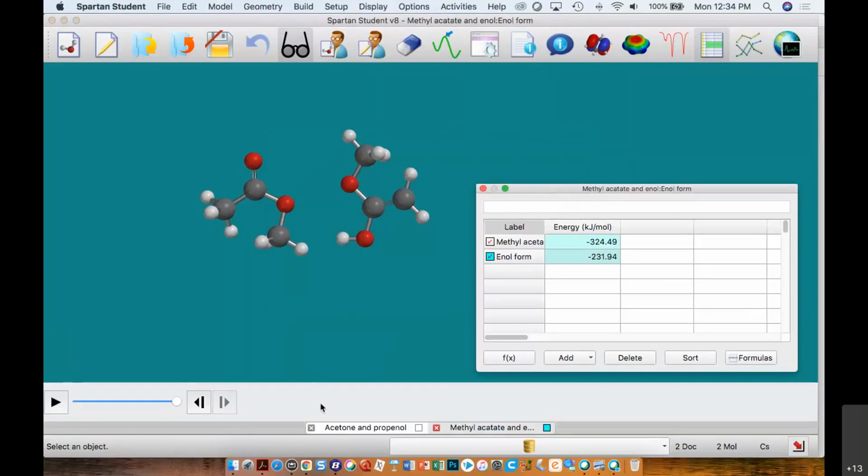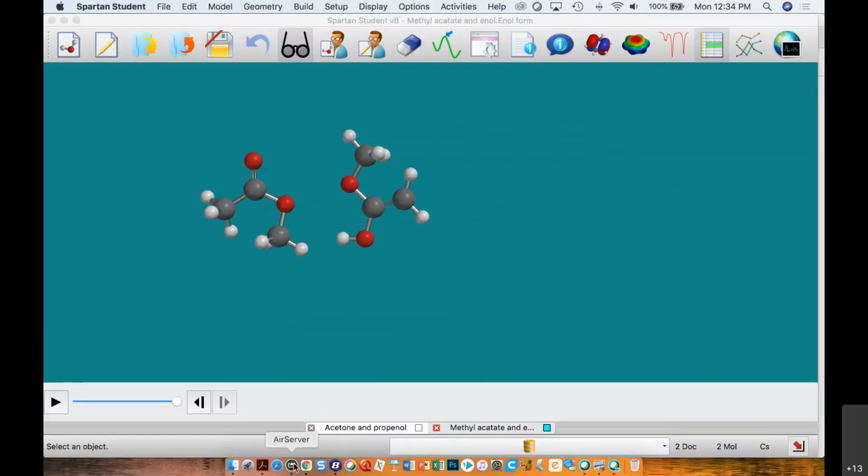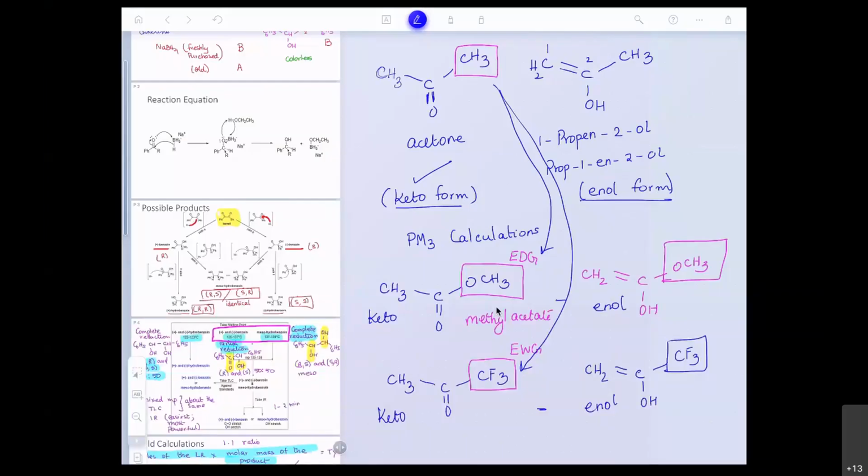Then we have 3 more Spartans, and we'll get those done over the next 2 weeks, and we'll be done with our lab with the carbonyl compounds. So that completes our Spartan. I would like you to take a look at everything and let me know if you have any questions.